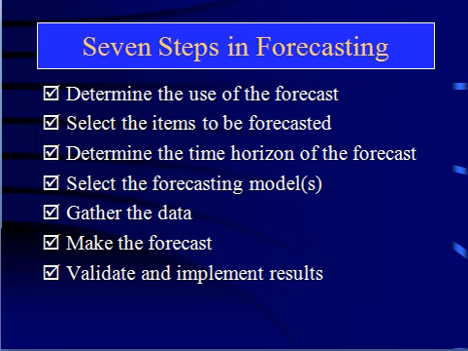Here are the 7 steps in forecasting, very simple ones. First of all, determine the use of the forecast. Then you need to know what items will be forecasted. Third one is determine the time horizon of the forecast. Select the forecasting model, and next step would be to gather the data.